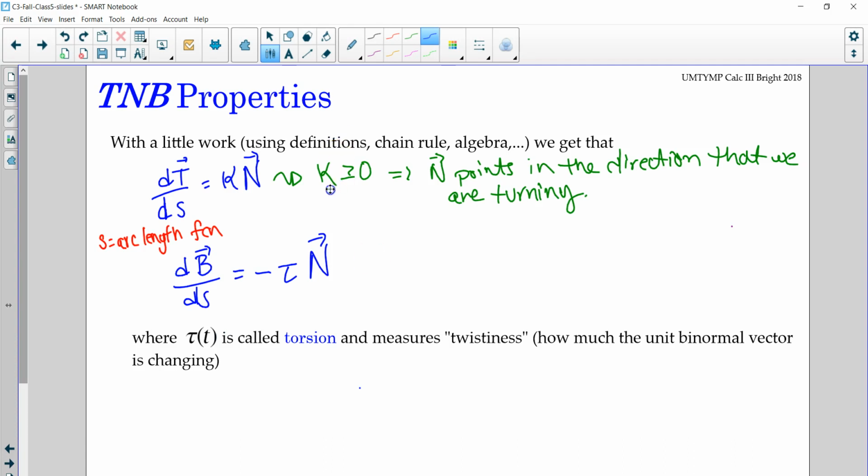And unlike kappa, or our curvature, torsion can actually be any real number. So just keep that in mind. If it's positive, it's kind of coming out, it's twisting out, versus if it's negative, it's twisting in. So just keep that in mind as you're working through this.